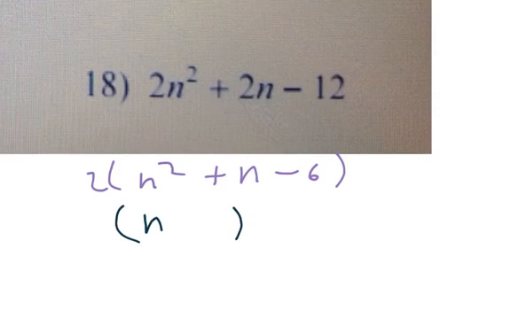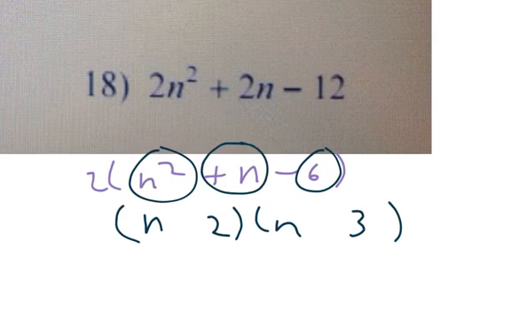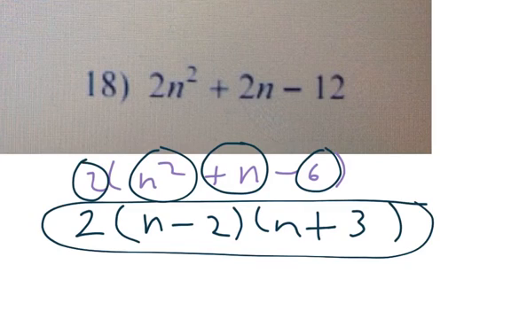Yeah, let's go ahead and take n times n for n squared, right? 2 times 3 is 6. How do I get a 1? How about a 3 minus 2 is 1? Bring my 2 in front, my GCF right there. And that, guys, is your complete factorization of that trinomial. Pause the video one last time.